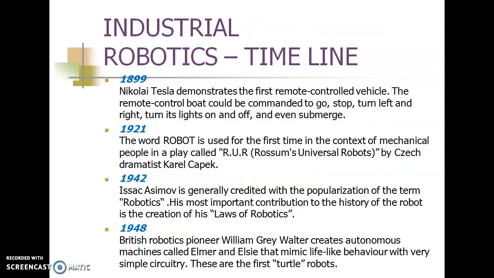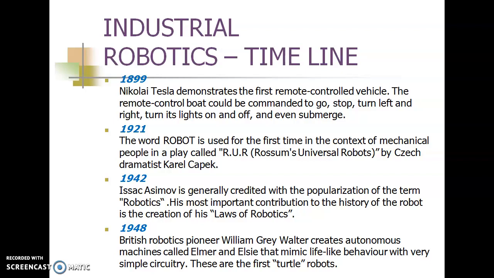And in 1899, Tesla, even now the name Tesla is very popular. So Nikola Tesla demonstrates the first remote control vehicle. He developed a remote control boat which could be commanded to go, stop, turn left and right, turn its lights on and off, and even submerge.